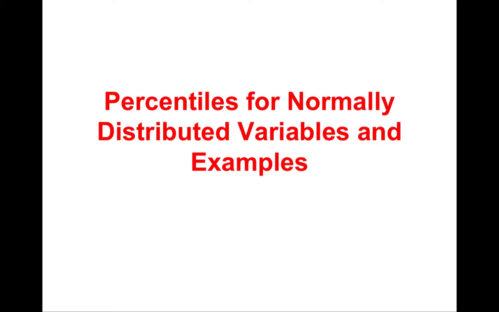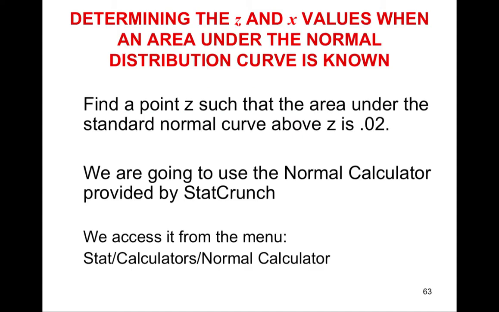The last thing we're going to do is learn how to find percentiles using normally distributed variables and work some examples. To do this, we're going to have to work the process backwards. So, for example, working it backwards, suppose we wanted to find a point Z on the standard normal calculator that would produce an area above Z of 0.02.